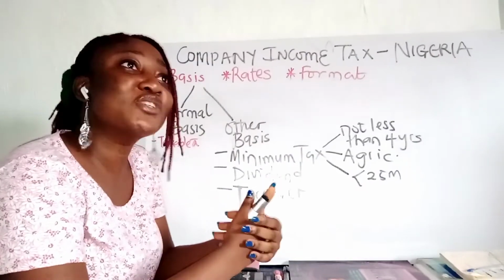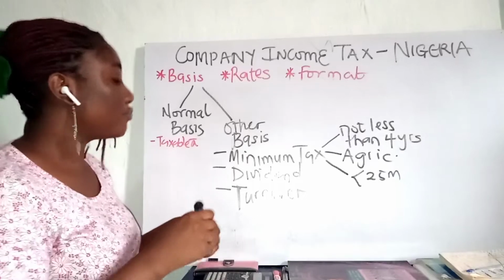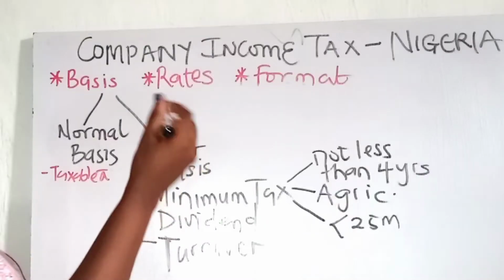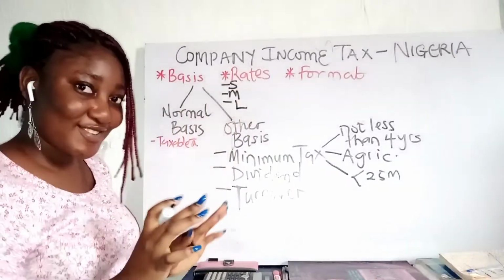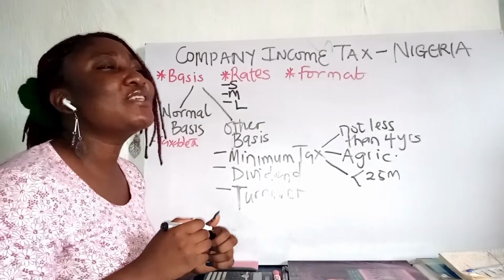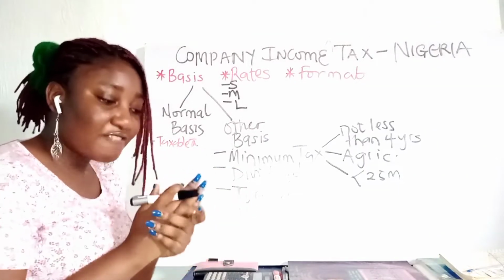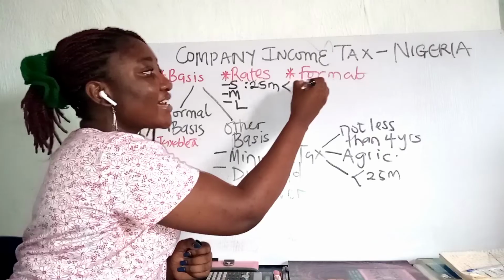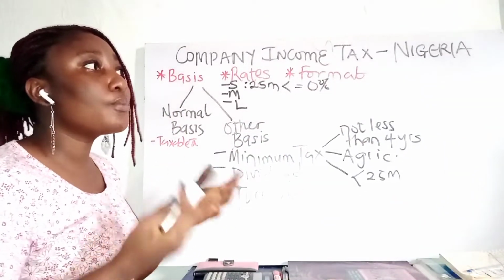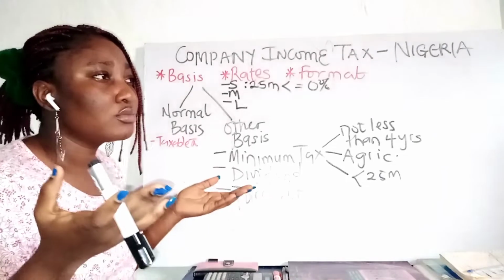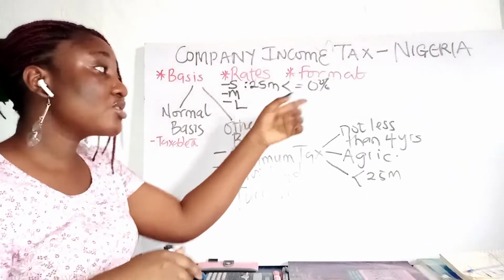The rates of tax. Everybody knows the company income tax rate is maybe 30%, but they have now done a breakdown into small companies, medium companies, and large companies. For small companies, their turnover is 25 million and below, and their tax rate is 0%. So if you see a question that says the turnover of this company is less than 25 million or is 25 million, don't tax. The tax rate is 0%, but this company must file.